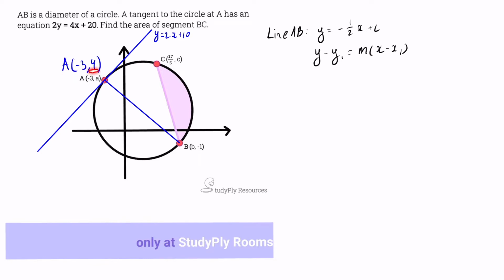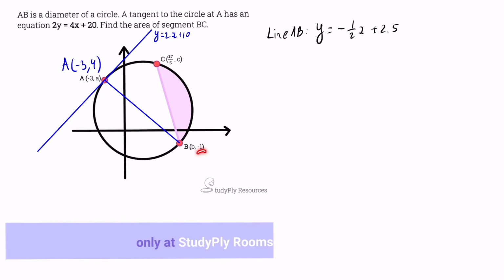So y is 4. Therefore, substituting 4 into this y1 will give us y minus 4 equals the gradient, minus 1 over 2, times x minus the x1, which in this case is minus 3. So substituting minus 3 into the x1 will give us x minus minus 3, which means it's plus 3. So expanding and rearranging will give us y equals minus 1 over 2 x plus 2.5 as our final equation of line AB.